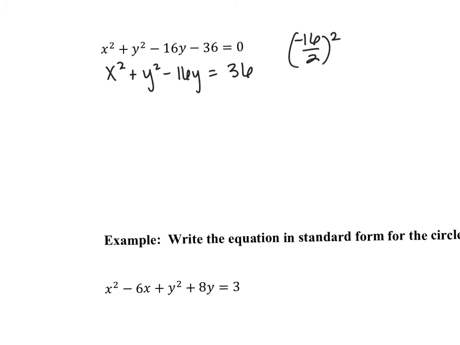Negative 16 divided by 2 is negative 8. Negative 8 squared is a positive 64. Make sure when you do this, you're always adding a positive number to both sides. Whoops, that needs to be an equal sign right there.